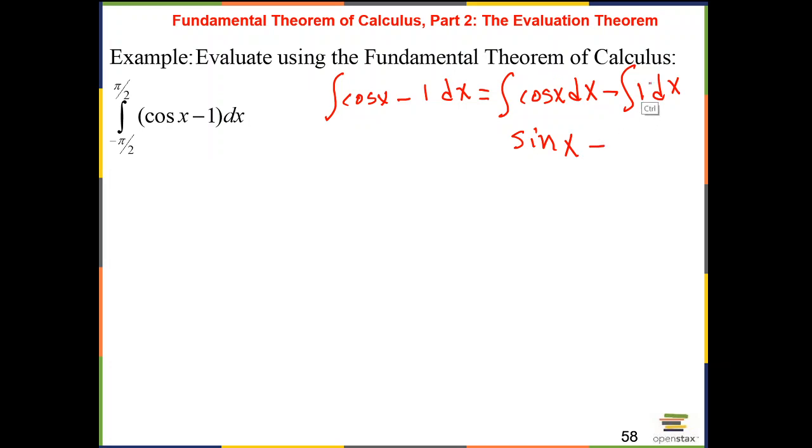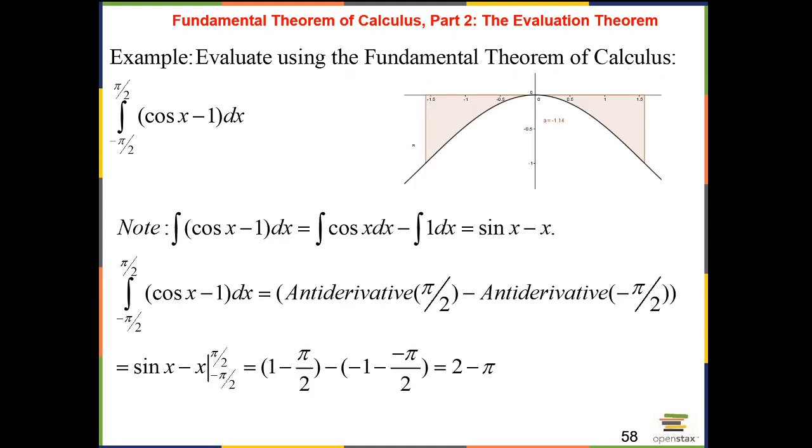Now we know the derivative of sine is cosine, so the antiderivative of cosine is sine. Minus, and we know the antiderivative of a constant is just that constant times x, which is just x, right? So that's the antiderivative for this function right here. Okay, now we can do it, right? We can just substitute. Let me show you the work. So it's the antiderivative at pi over 2 minus the antiderivative at negative pi over 2, right?